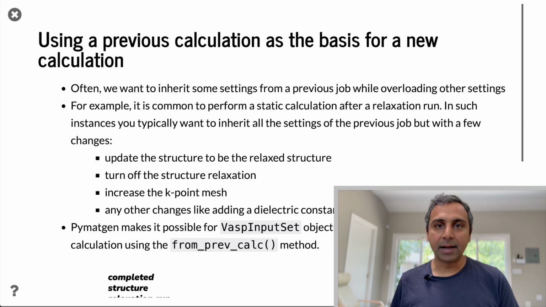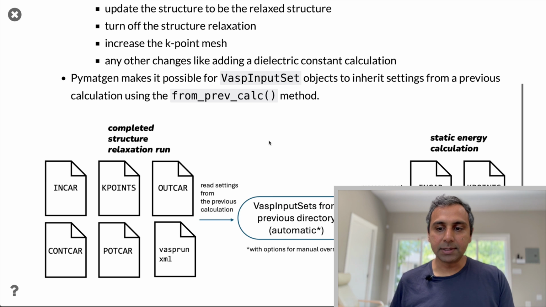And you want to run a static run using the MP static set, but you want to basically inherit most of the settings from your previous run and just overload the settings that are needed to make it a static run. So pymatgen makes it possible to instantiate VASP input sets from a previous directory. So what this will do is it will actually read the settings from a completed run. So this contains input and output files.